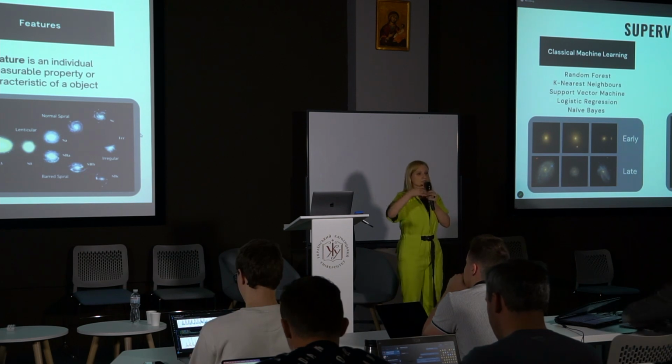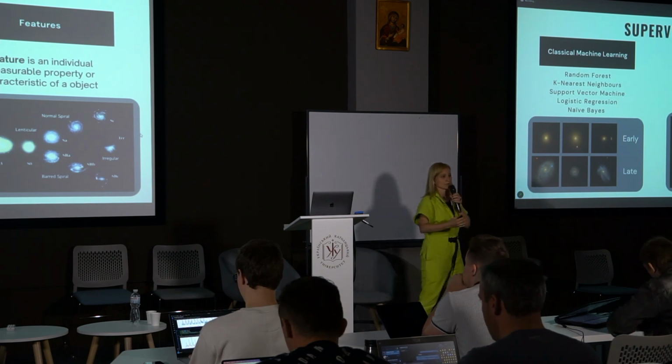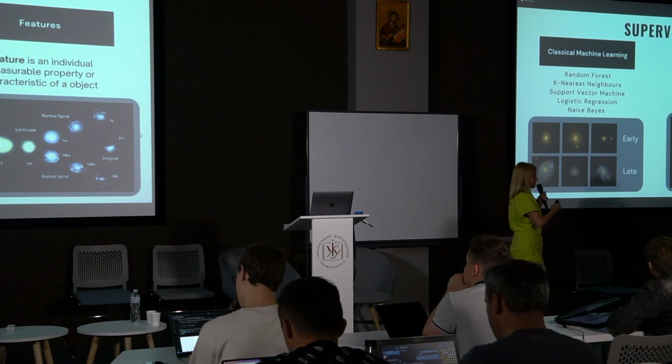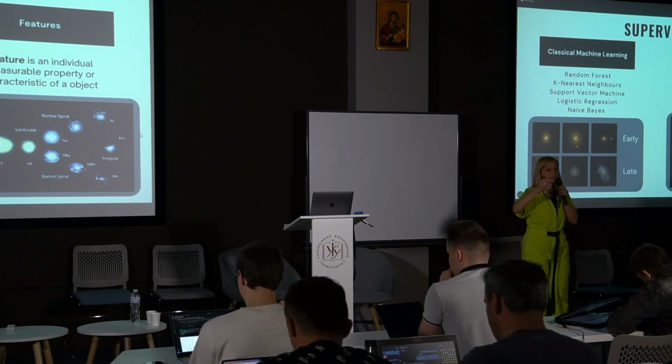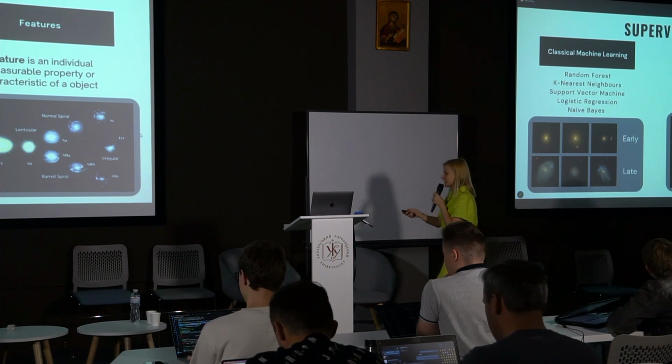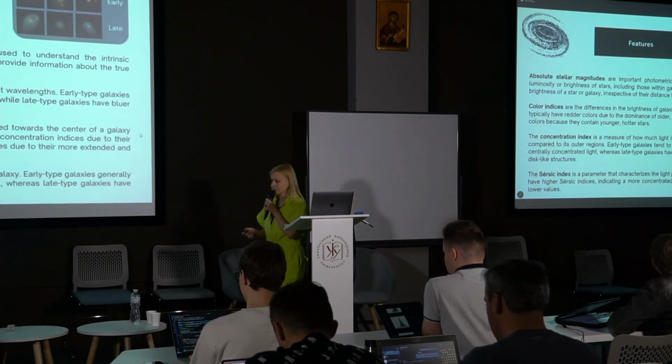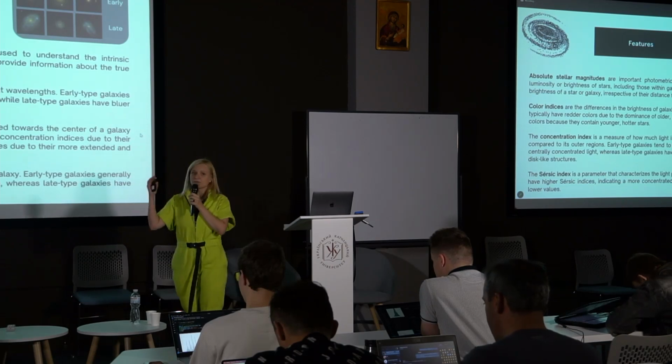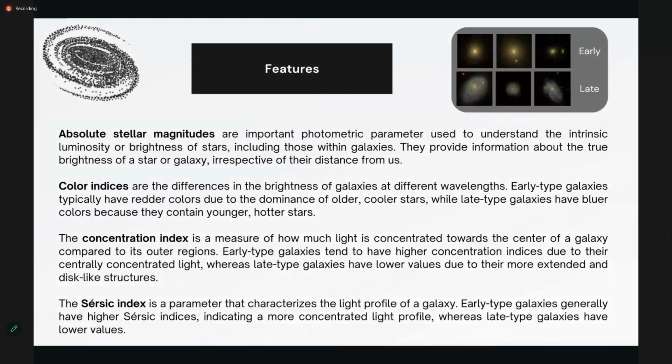First of all, when you start to work with some object, you need to find the features. Features are characteristics with the help of which you can divide this object into different types. For galaxies, we use different photometrical parameters. For example, absolute stellar magnitude is a photometrical parameter which measures the intrinsic luminosity of a star, including within galaxies. It provides information about the true brightness of the star or galaxy.